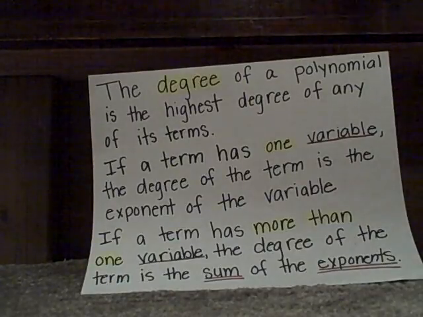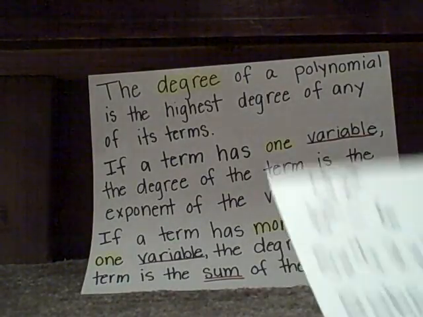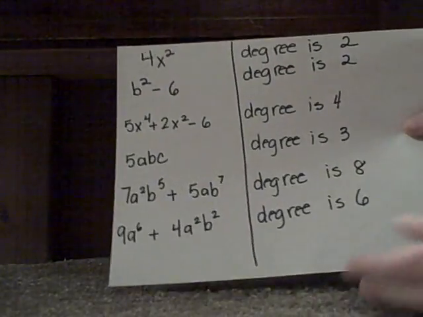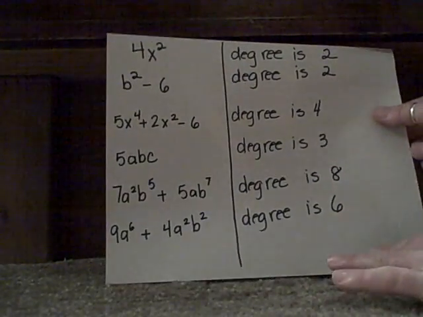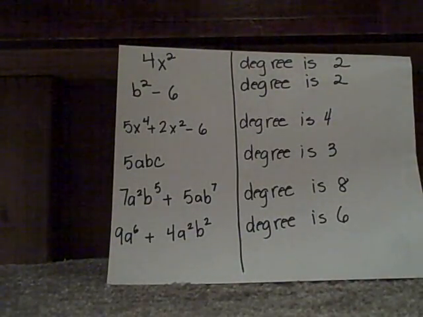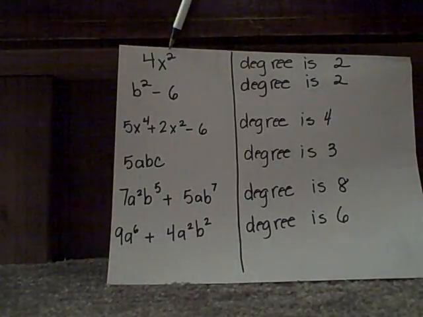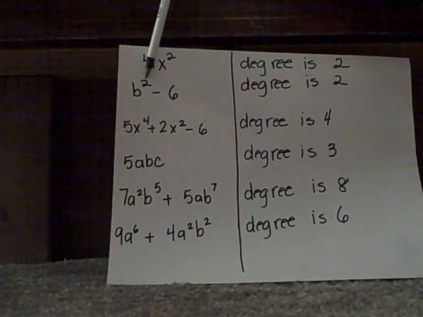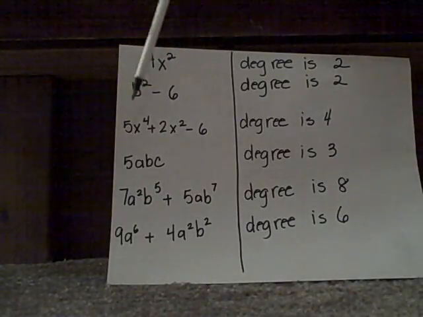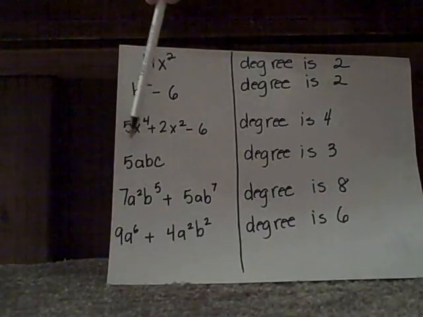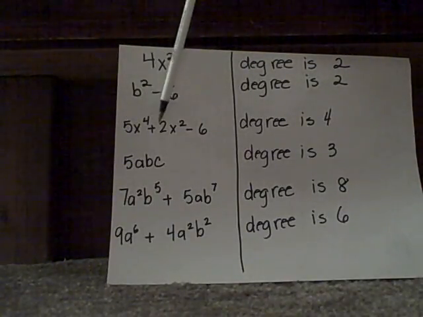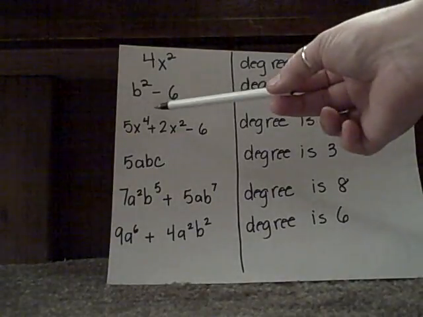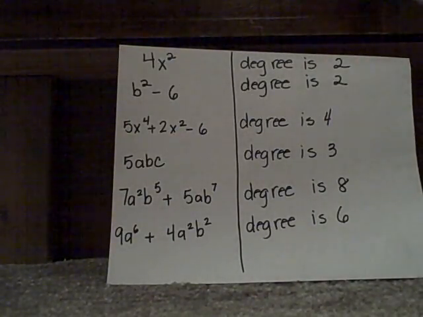Let's see how that works. If I have a monomial 4x squared, then it only has one term, one variable. The degree of the monomial is 2 because the exponent is 2. Here we have a binomial. Paying only attention to the variable's exponent of 2, we know that the degree of this binomial is 2. Here we have a trinomial. Looking at the first term, its degree is 4. The second term has a degree of 2, and the third term has a degree of 0. Since 4 is the biggest number, the degree of the trinomial is 4.